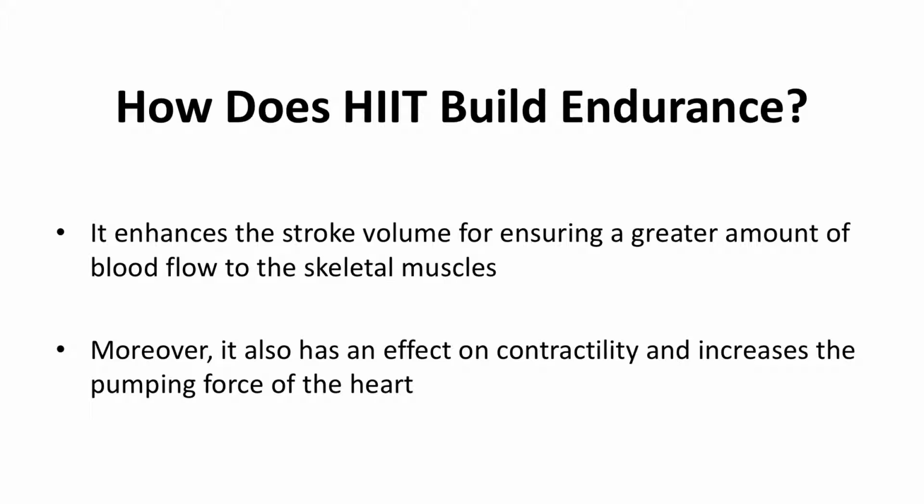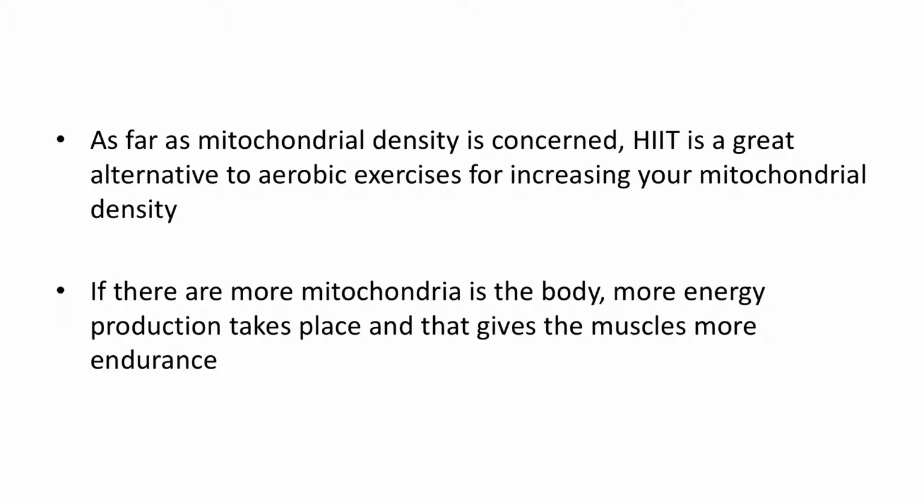HIIT builds endurance by working on all the variables that are mentioned earlier. It enhances the stroke volume for ensuring a greater amount of blood flow to the skeletal muscles. Moreover, it also has an effect on contractility and increases the pumping force of the heart. As far as mitochondrial density is concerned, HIIT is a great alternative to aerobic exercises for increasing your mitochondrial density. If there are more mitochondria in the body, more energy production takes place, and that gives the muscles more endurance.